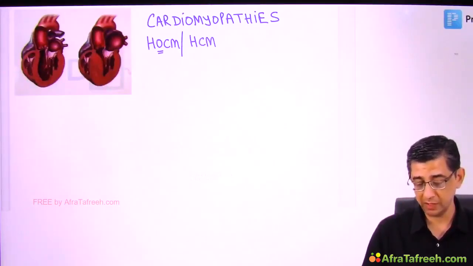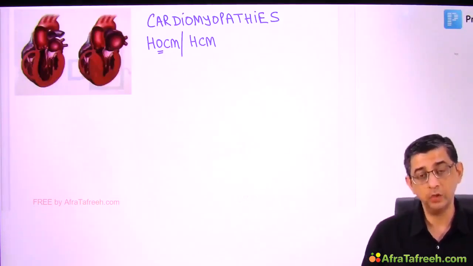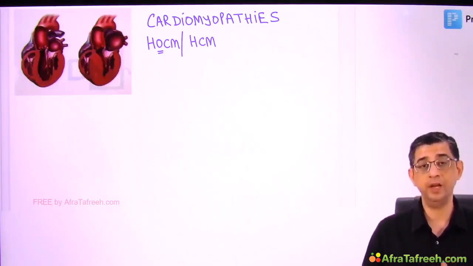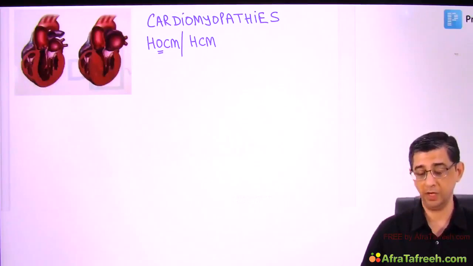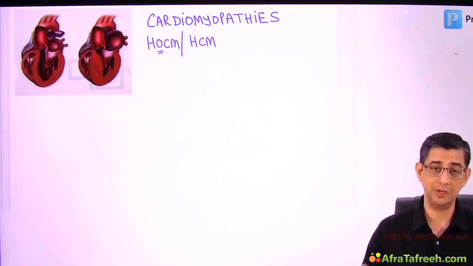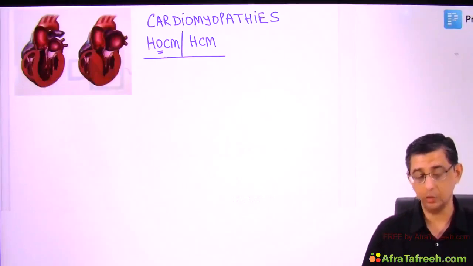HOCM would signify a dynamic left ventricular outflow tract obstruction. I'll explain to you in a while what I mean by dynamic left ventricular outflow tract obstruction, but at the moment I want you to remember that 70% of cases have obstruction present, and the remaining 30% will not have any obstruction present. So we are mainly going to focus on the obstructive component of the disease as we progress.